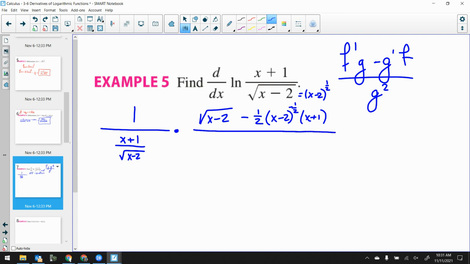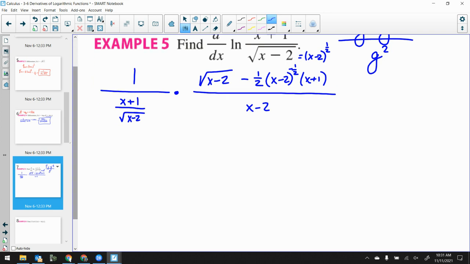All divided by g squared. Well, the nice thing about g squared, what's that going to turn into? Just x minus 2, because it would be the square root of x minus 2 squared. All right, a fraction within a fraction is kind of weird, so I'm going to flip it. I'm going to say the square root of x minus 2 over x plus 1 times, because to divide is to multiply by the reciprocal, right?